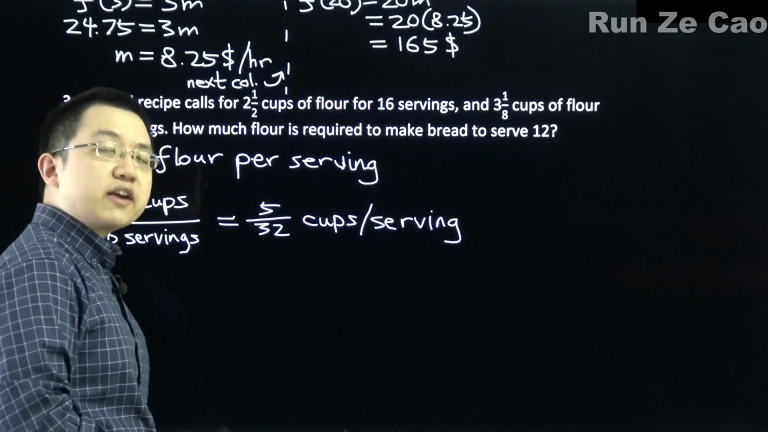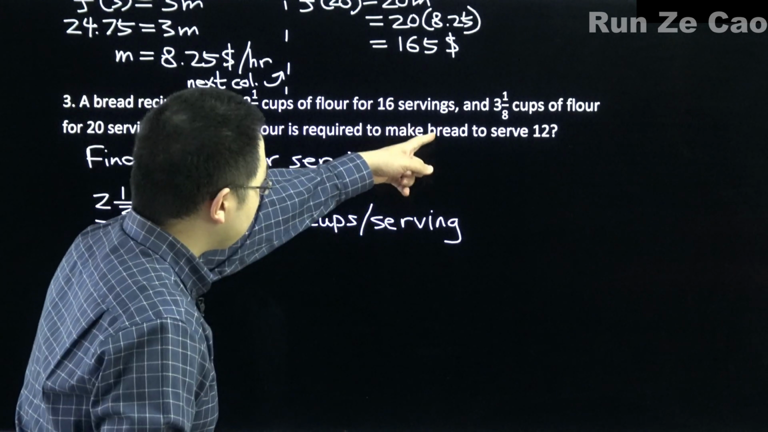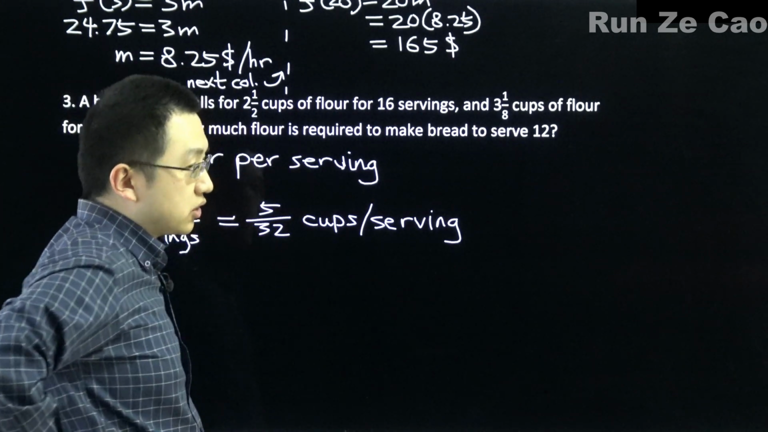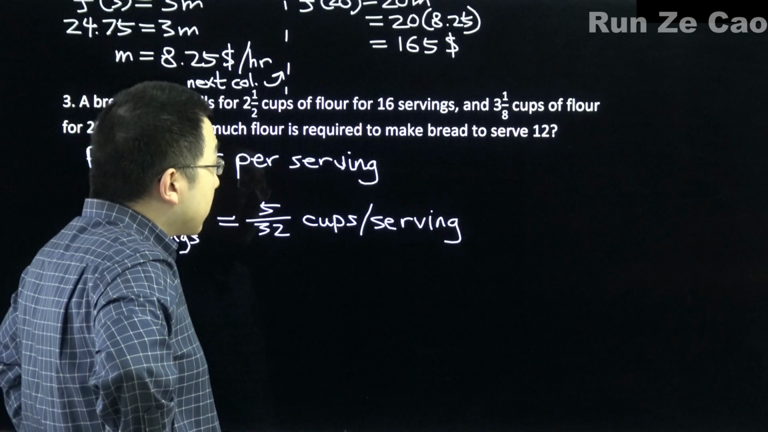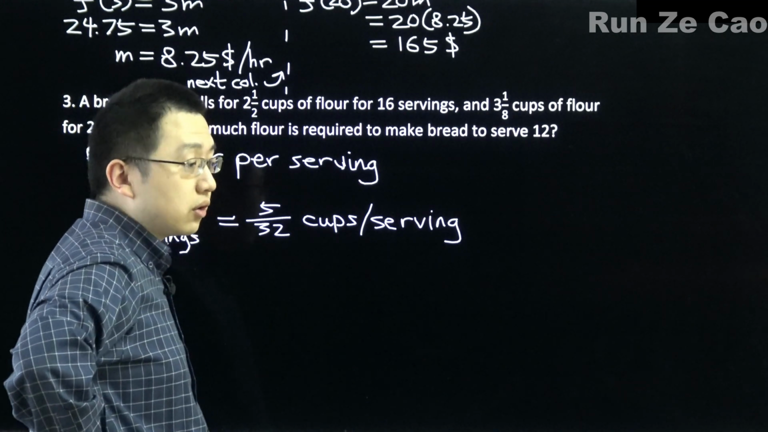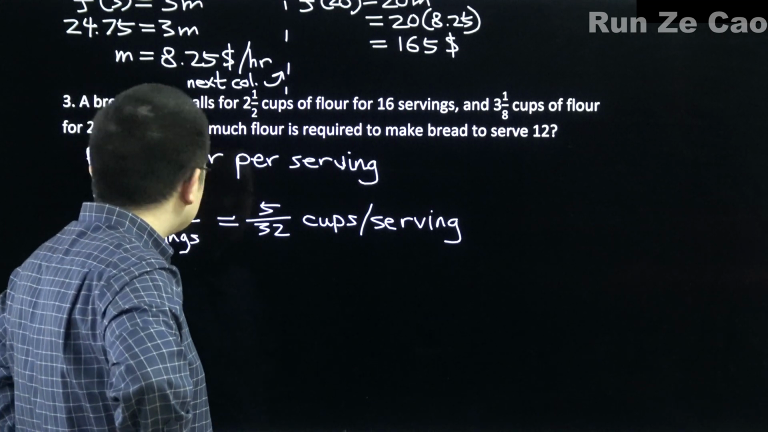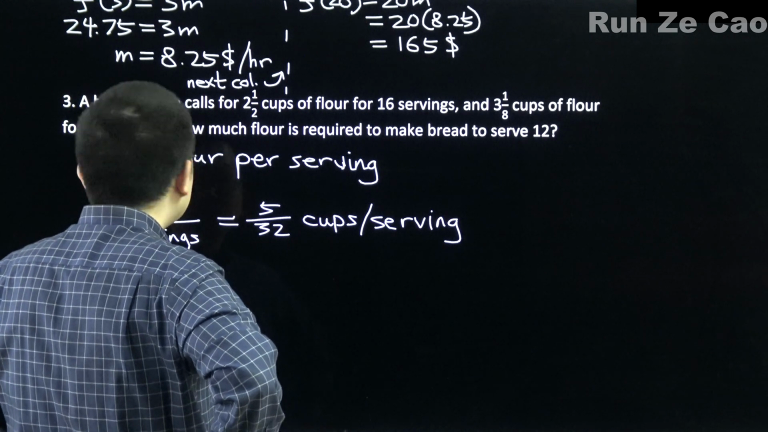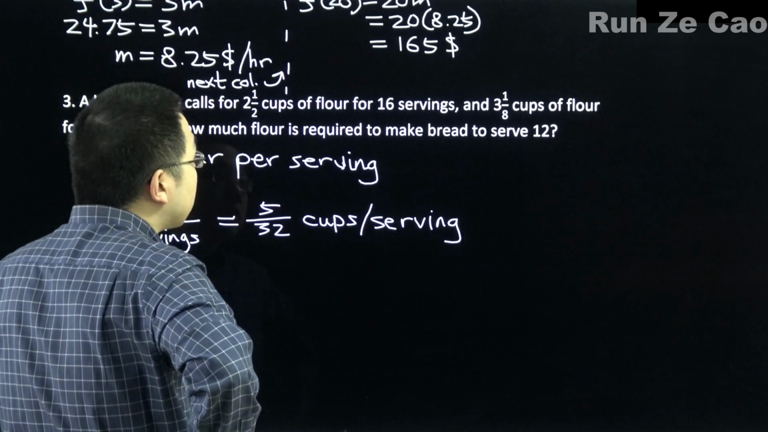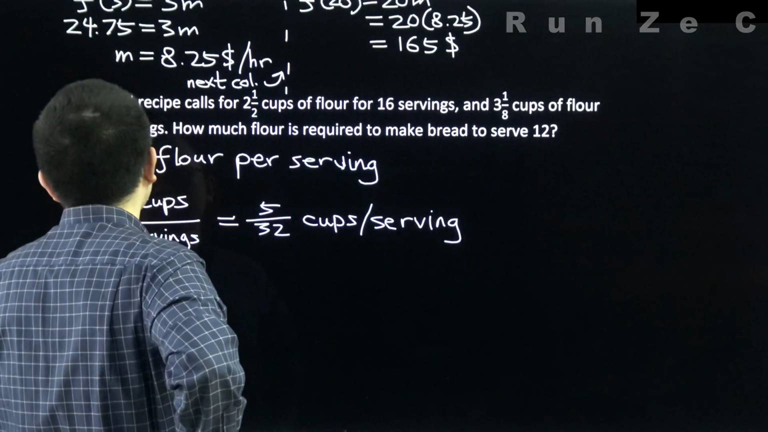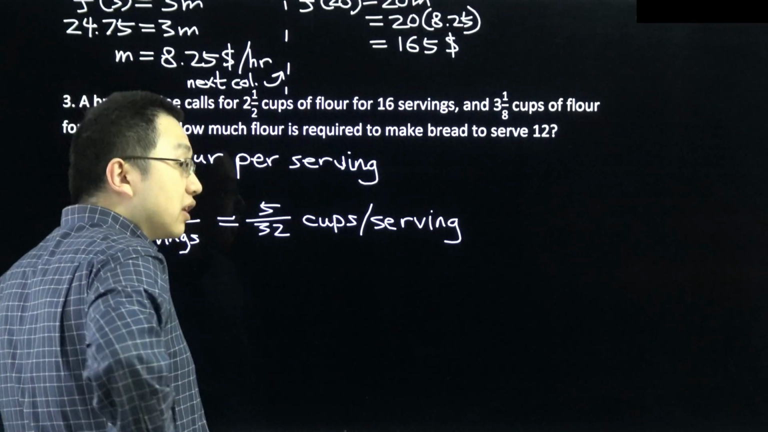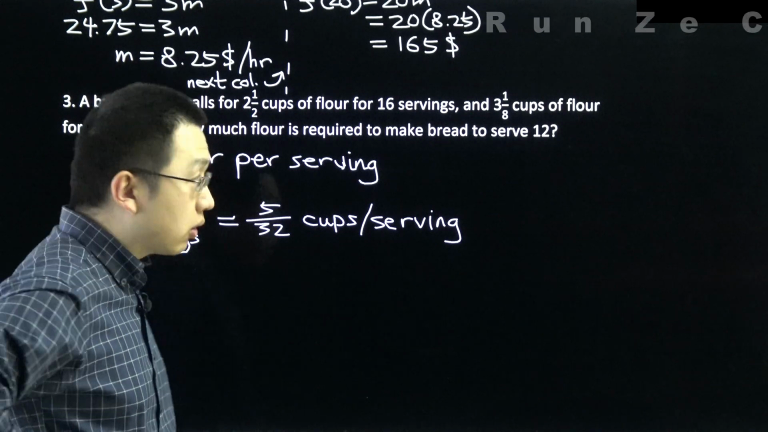Okay, let's check to see if this works for the other one, to make sure that this is actually direct variation. 3 1/8, 3 times 8 is what, 24? So 25/8 divided by 20. First you divide by the 5, that leaves you 5/8 divided by 4. 5/8 divided by 4 is 5/32. Okay, good.